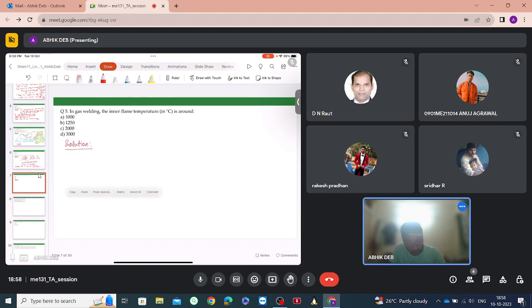Anyway, so in gas welding, what happens is there are regions like this. The inner flame temperature is around 3100 degrees Celsius, and the outer temperature is around 1275 degrees Celsius. So, why are these two regions having different temperatures? Can you tell me? Because these two are formed from two different reactions. That is why they result in different temperatures.